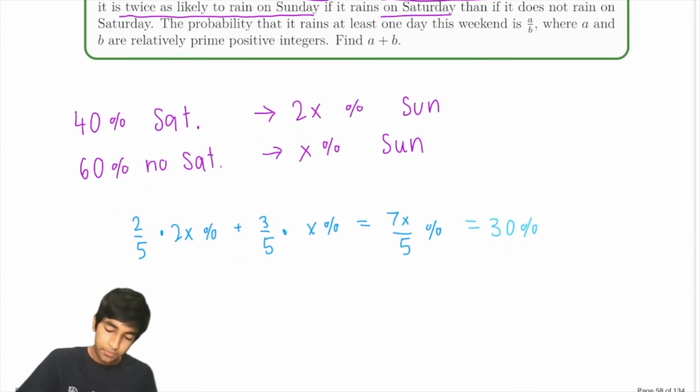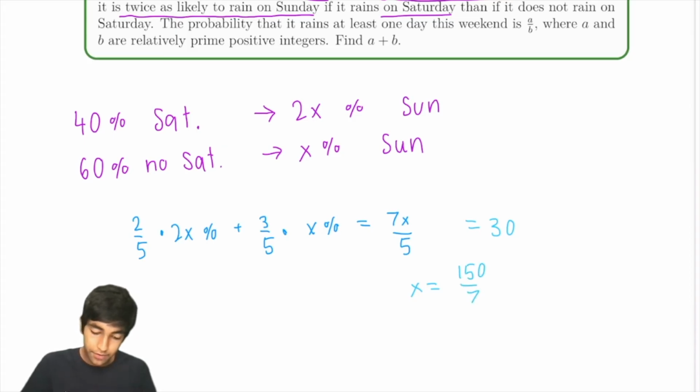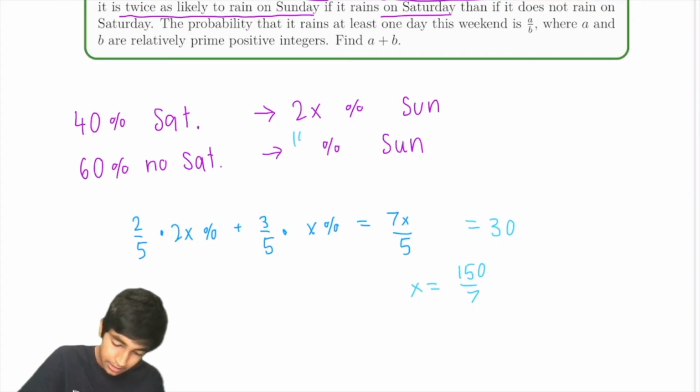So therefore we can remove the percent sign. 7x over 5 equals 30. So x equals 5/7 times 30, 150 over 7. So x is 150 over 7. And therefore, this is 150 over 7%. And this is 300 over 7%.